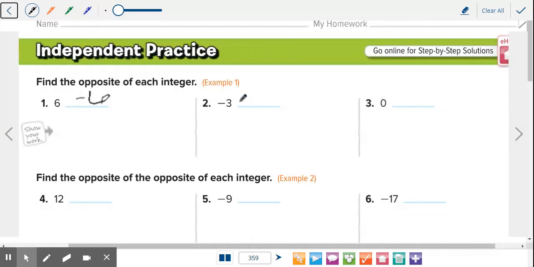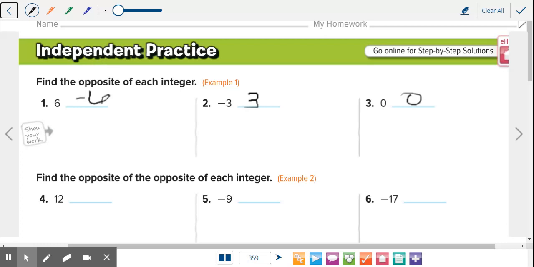Okay, what's the opposite of -3? 3. And what's the opposite of 0? 0. That's it. That's all they're going to ask you. Now, once again, they might throw that find the opposite of the opposite. So you got to slow down and take your time with that.